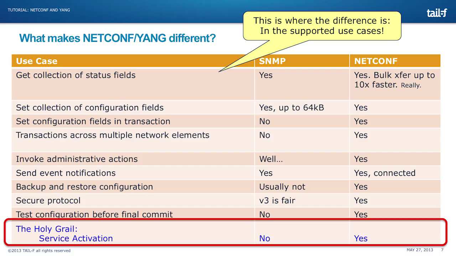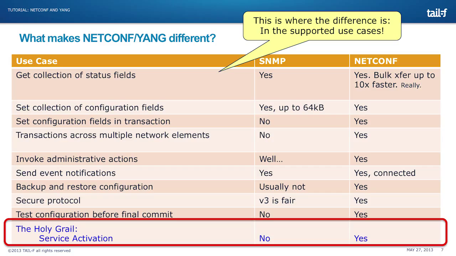Both can send event notifications. Configuration. SNMP, it's hard to back up the configuration of a device because when you get things, you can't say, just give me your configuration. You're going to get a view of data polluted by operational state data. But with NETCONF, you can fetch just configuration data from a system and not have it polluted by operational data, so you can easily remotely back up and restore configurations.